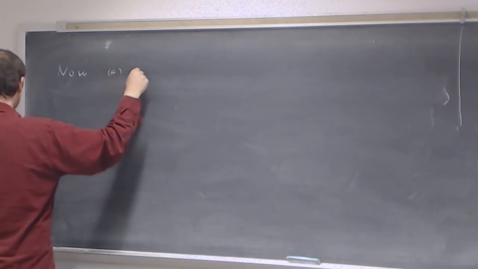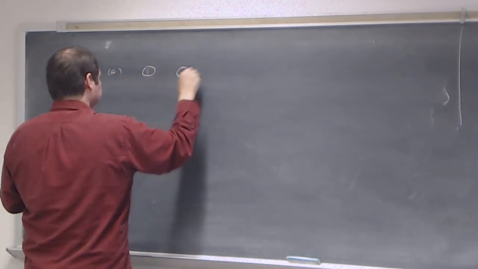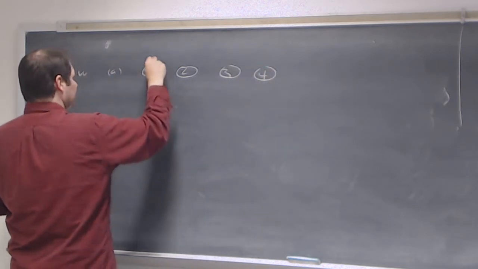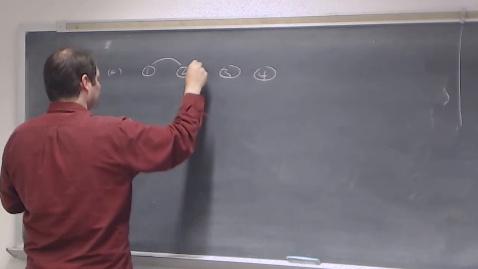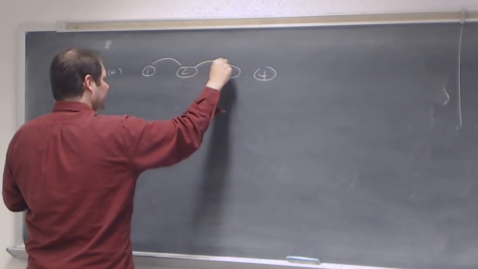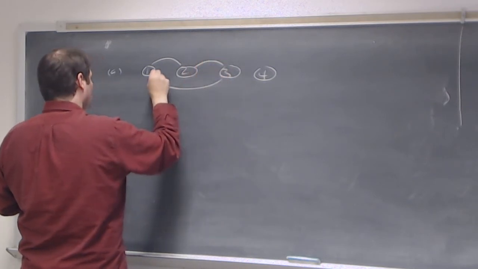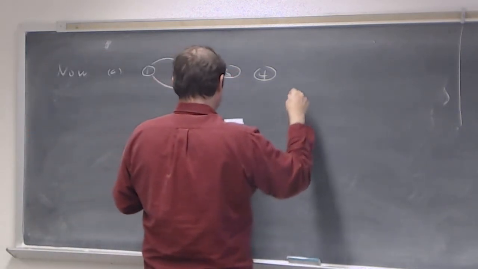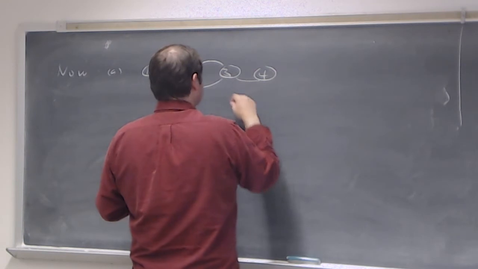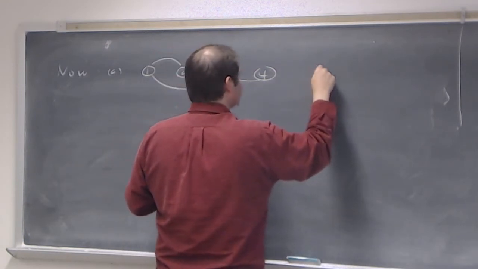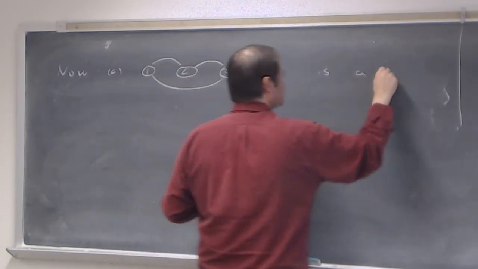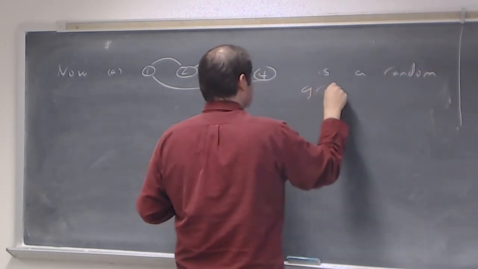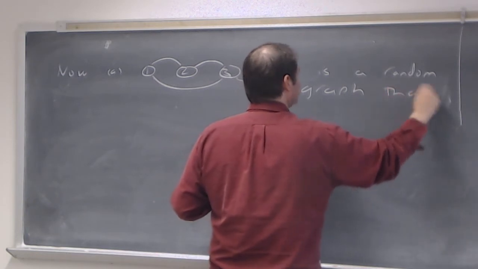This is A. So if I have 1, 2, 3, 4 nodes, and we would say 1 goes to 2, if you will, and for 2 we go to 3, and for 3 we go to 1. I'm not putting arrows on here, but that's what's happening in this particular example. And then 4 goes to 3. Okay? This is a random graph that is connected.